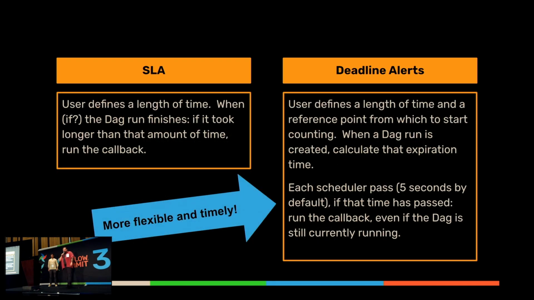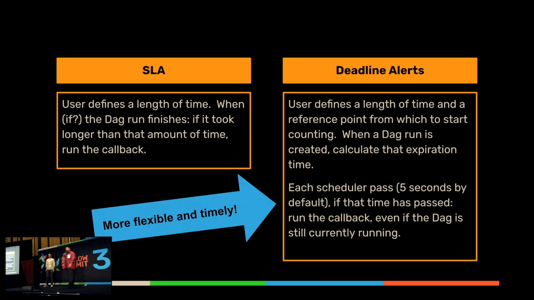Again, a whole lot of words. What it boils down to is deadline alerts are way more flexible and more timely. So with SLA, you defined a maximum amount of time you would like your DAG to run for. So you would just say an SLA of 1 hour. If this DAG runs for 3 hours, at the end of that 3 hours, it'll check and say, that should have finished in an hour. Something went wrong. That's not all that useful.